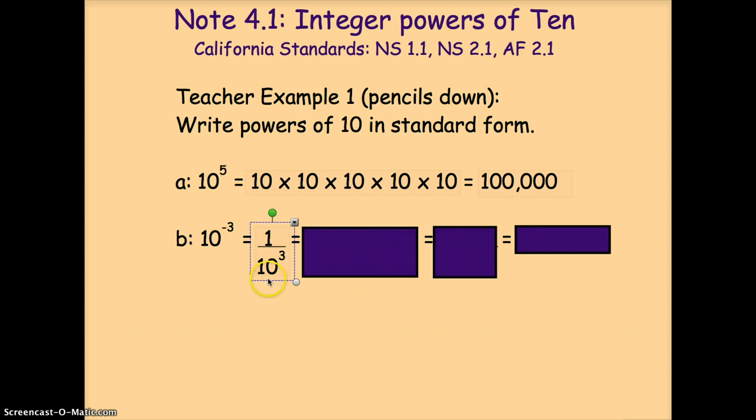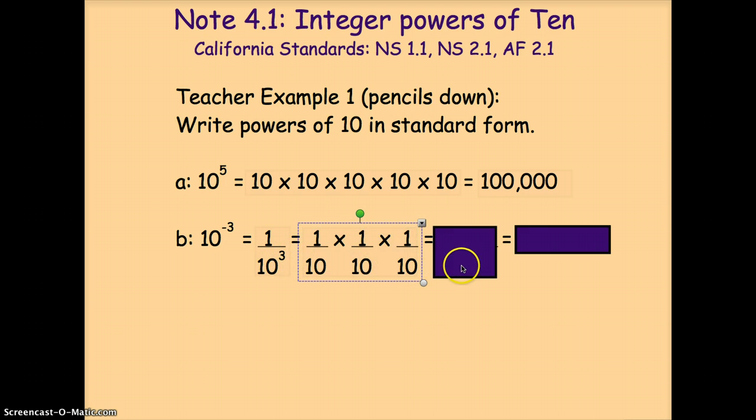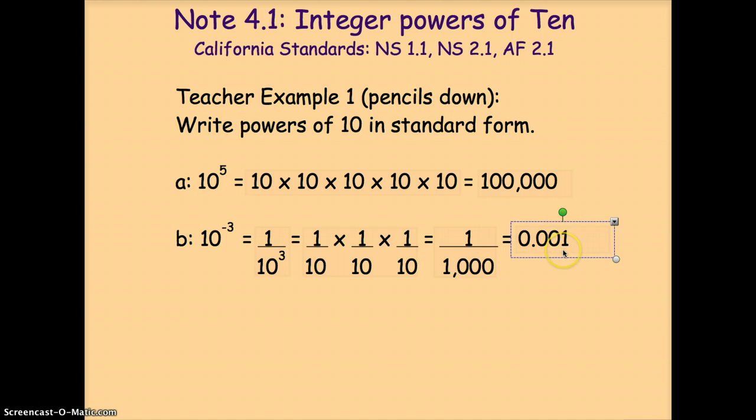However, since it says to write it in standard form, I do need to turn it into a decimal. So I know I'm going to have my 3 10s multiplied together, which means I have 3 zeros, 1 over 1,000, and then 1/1000th written as a decimal as a 1 in the thousandths place. Now, if you look carefully, you can actually skip all these steps in the middle because this has an exponent of 3 and it's negative. So that tells you there's going to be a decimal and we're going to have 3 zeros.